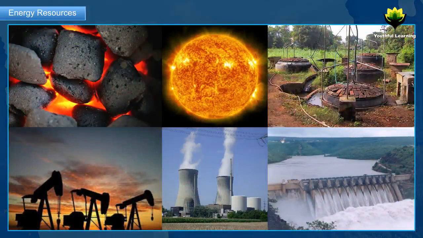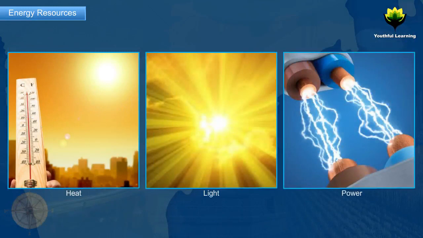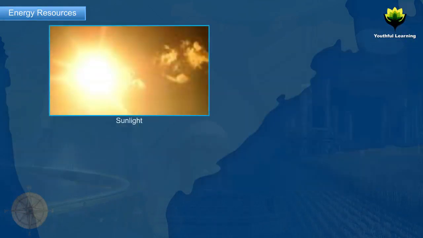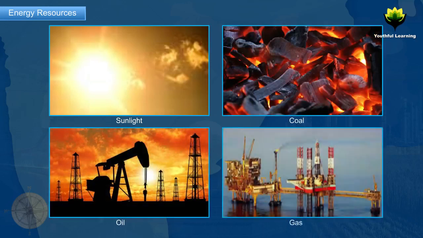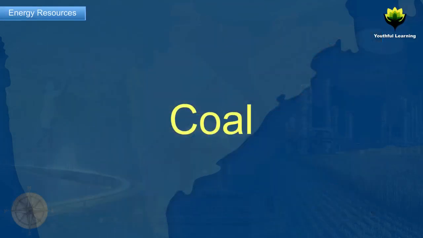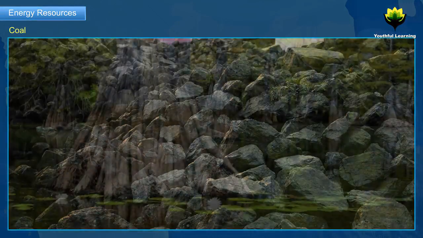Energy resources. Energy resources provide energy to generate heat, light, and power. They can be renewable like sunlight and non-renewable like coal, oil, and gas. Coal. Coal is a fossil fuel formed from the remnants of ancient plant life buried in swamps.